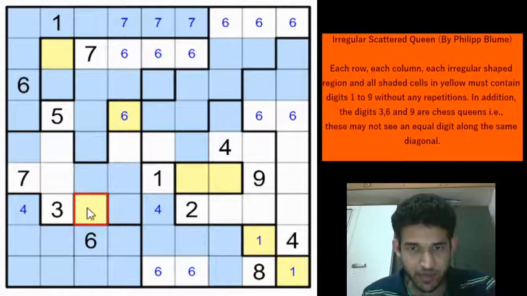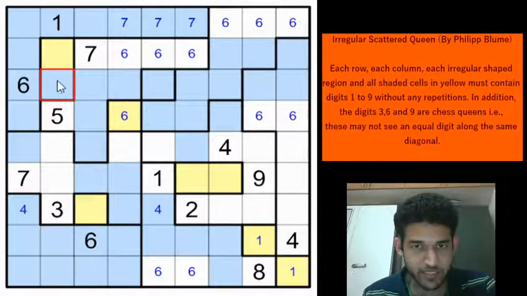Now a 6 can't be here, so we have eliminated 3 cells in total. A 6 can be here or here. We have eliminated this cell also. If you remember, this cell was yellow. So 1, 2, 3, 4, 5, 6, 7, 8, and one more cell was this, right? Yeah, this is a single cell region, so obviously it has to be that yellow cell. So a 6 can't be in these 3 cells, right?